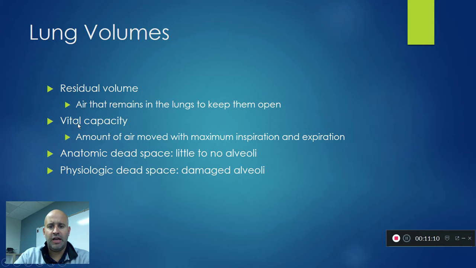Vital capacity is the amount of air moved with as much as you can inhale and as much as you can exhale. Anatomic dead space: not all of the space in our respiratory system is available for diffusion and oxygen and CO2 exchange. That is normal. That's anatomic dead space, such as your trachea. Physiologic dead space is maybe lung tissue that would normally take place with diffusion that has been damaged or is diseased and is no longer able to.